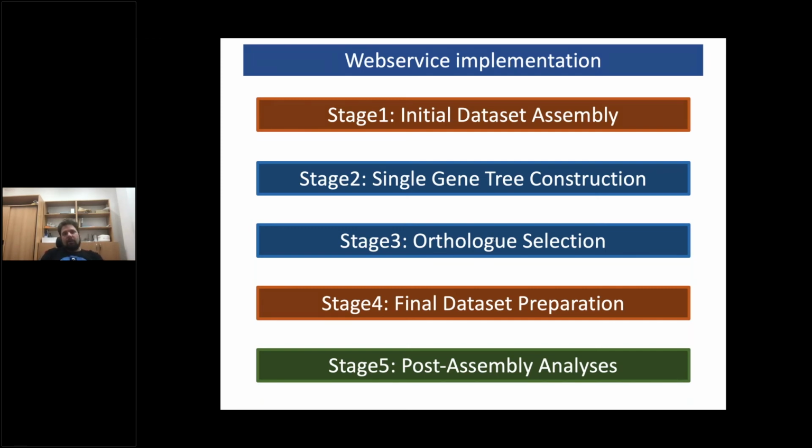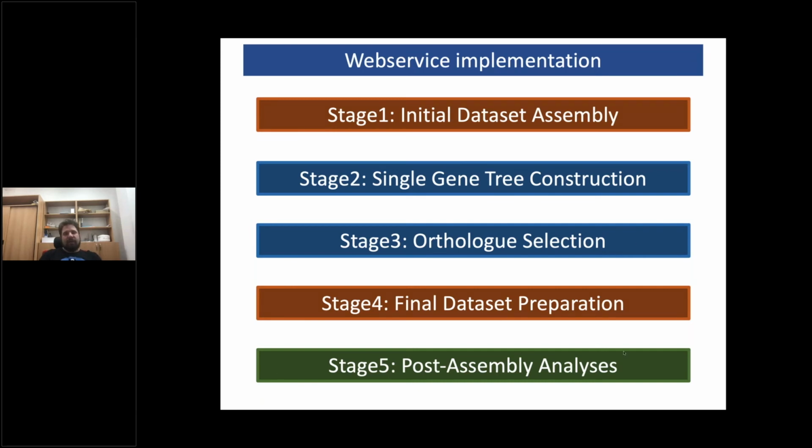Then ortholog selection, that one has to be done by the users. Again, we can implement a user interface online, or people can download the trees, do it on their own computer with our software, and then return it back to the website. And then stage 4, when the orthologs are selected based on the user's wishes and the final data set is produced, that will be fully automatic.